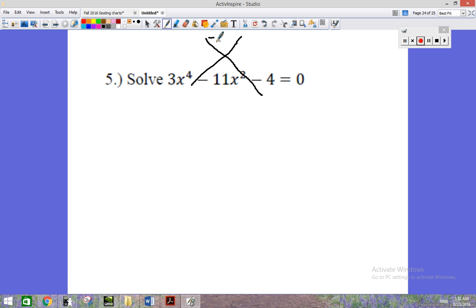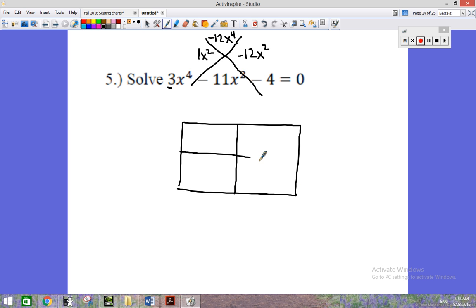The first term times the last term is negative 12x to the fourth. Now we're looking for 2 values that when multiplied together give us this top value, but when added give us this bottom value. So I think that a positive 1x squared and a negative 12x squared do the trick, because the positive 1 times the negative 12 gets me that negative 12, and x squared times x squared gets me that x to the fourth. And when you add these together, you get the negative 11x squared. So we got exactly what we wanted. Now this leading coefficient is not 1, so I would be smart to continue this using a table.